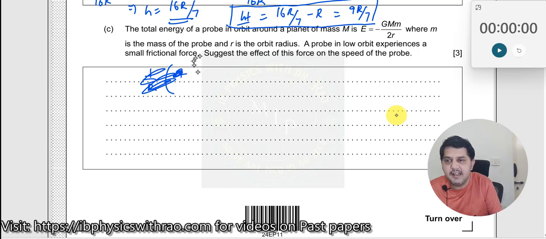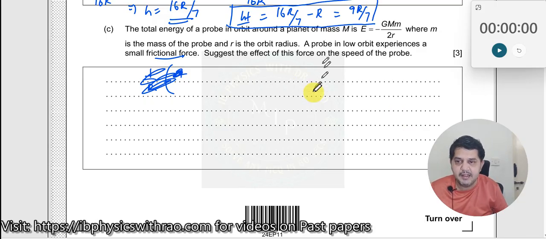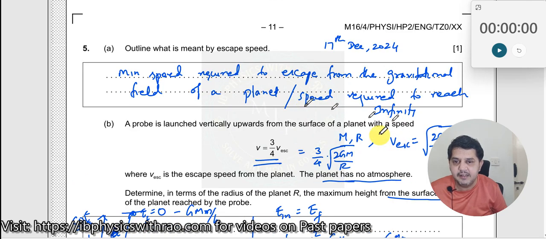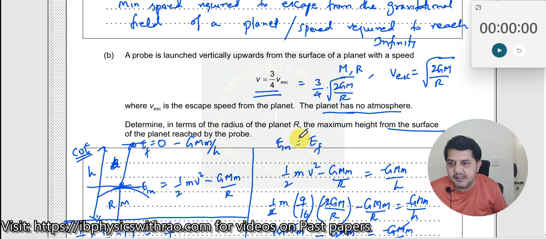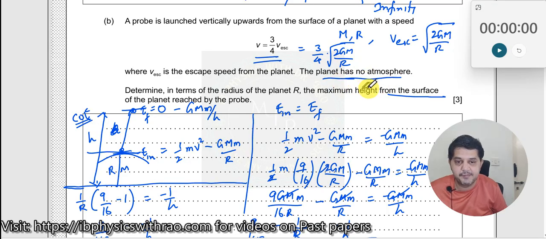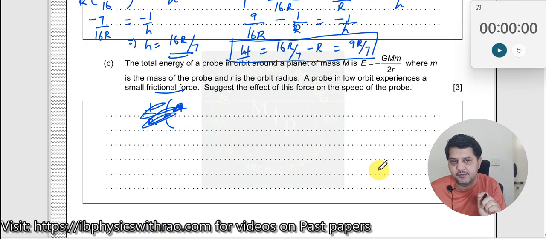Then the total energy of a probe in orbit around a planet of mass M is given here: minus GMm by 2r, where m is the mass of the probe and r is the orbit radius. A probe in low orbit experiences small friction force. Suggest the effect of this force on the speed of the probe. What will happen to the speed of the probe if there is a frictional force? If you remember, I told you in the beginning itself that this question says the planet has no atmosphere. What does it tell you? It means there is no frictional force. But now you are introducing the frictional force. In that case, what will happen?